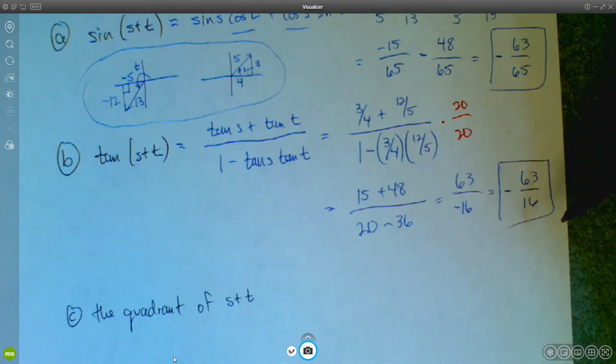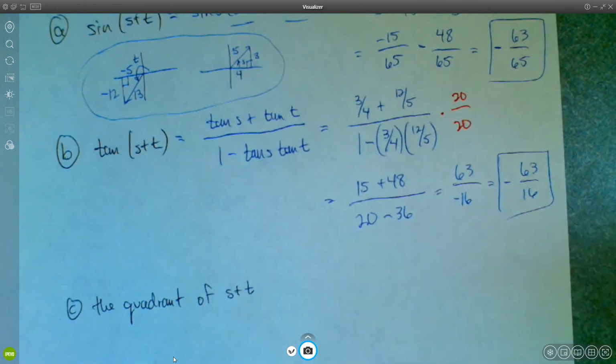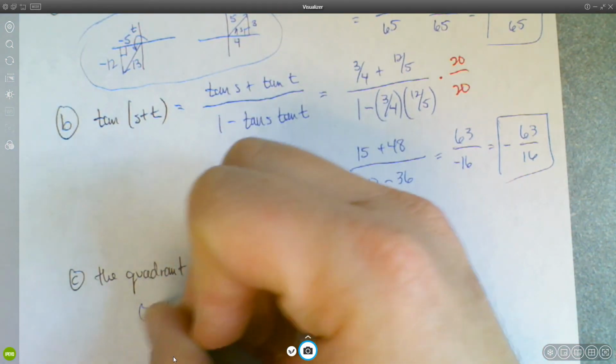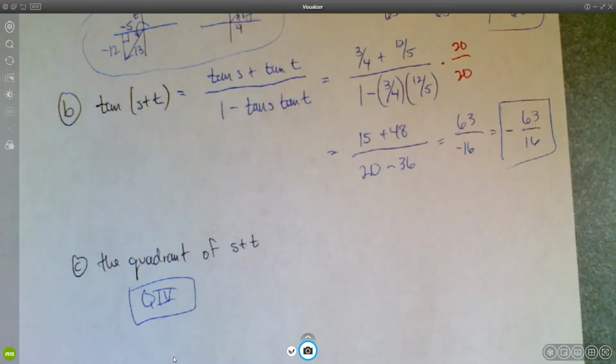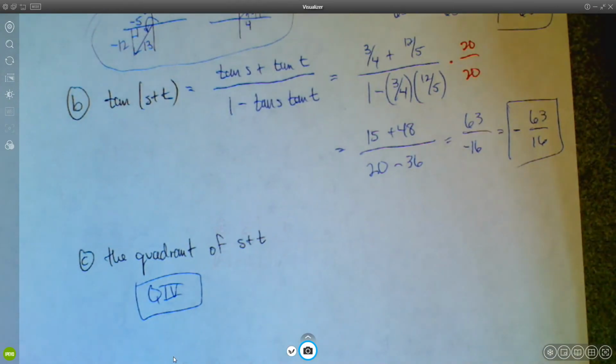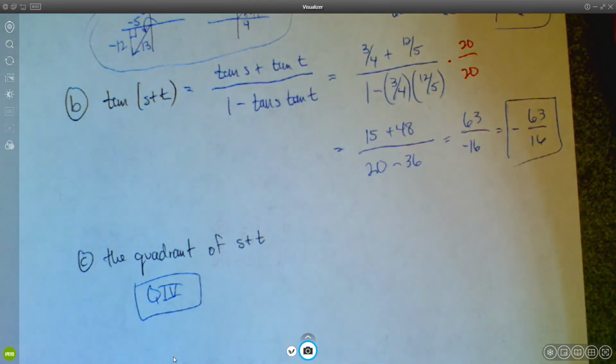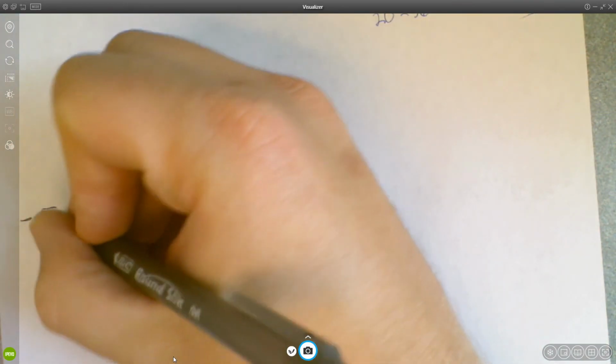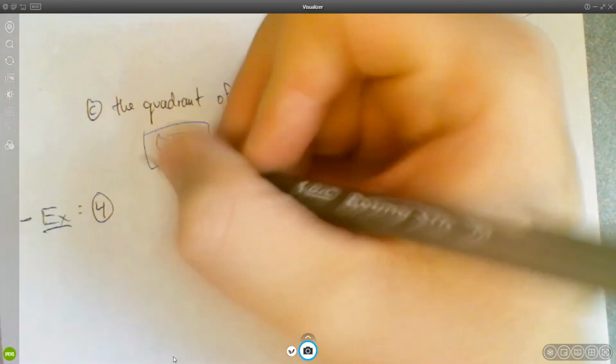They're both positive there. In quadrant 2, sine is positive, so it's not quadrant 2. In quadrant 3, sine is negative, but tangent is positive, right? And in quadrant 4, sine is negative and tangent is also negative, so it must be quadrant 4. Okay, and that's all there is to that one. Okay, so one more set of problems. Let's practice verifying some more identities.